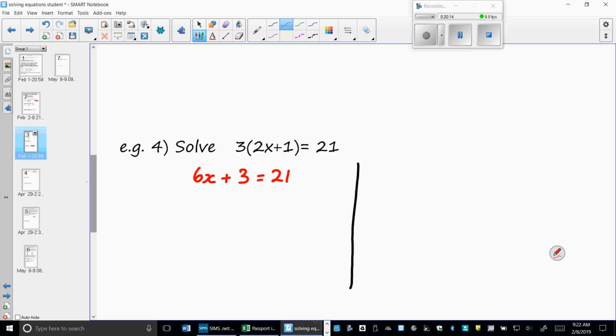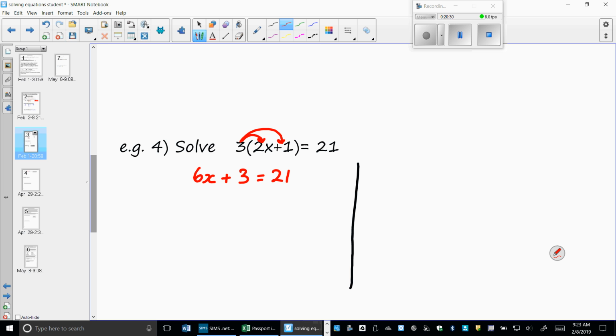Where did we get the x from? Oh, we times 6. Okay, so the 3 is multiplied by the 2x. That gave us our 6x. And then the 3 was also multiplied by the 1.